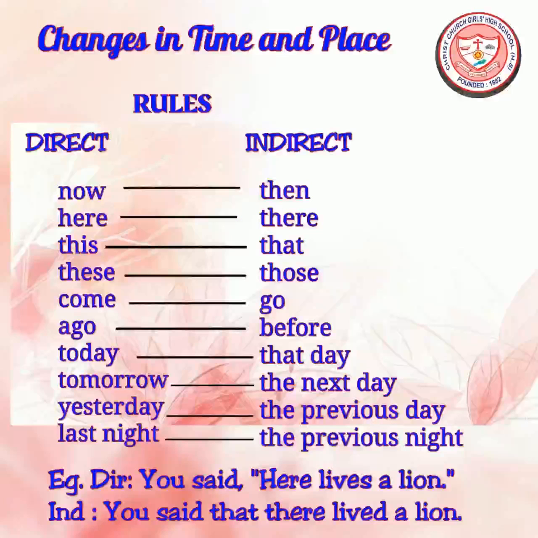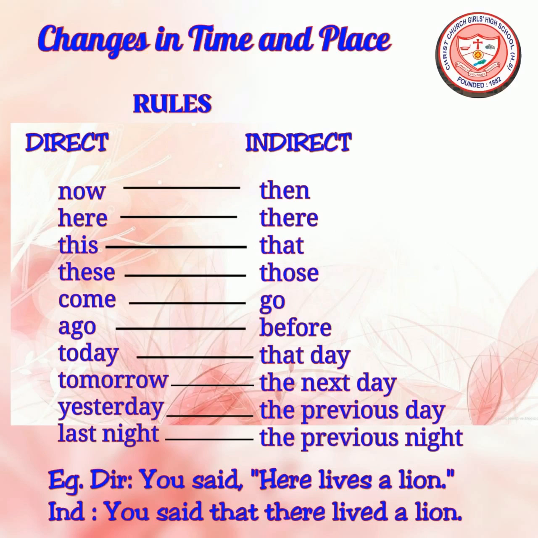Here are the rules of changes in time and place. The words expressing nearness of time and place are changed to words expressing remoteness. Now let us see the rules. If we have now in direct speech, it will be changed into then in indirect speech. Likewise, here will be there, this becomes that, these will be changed into those, come will be go, ago becomes before, today becomes that day, tomorrow will be the next day, yesterday becomes the previous day, and last night becomes the previous night. Now let's take an example.